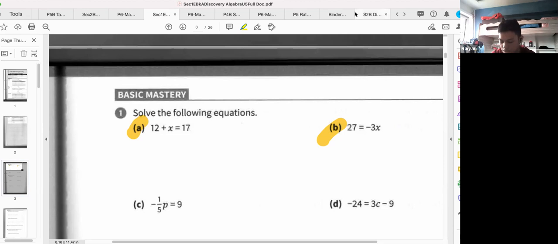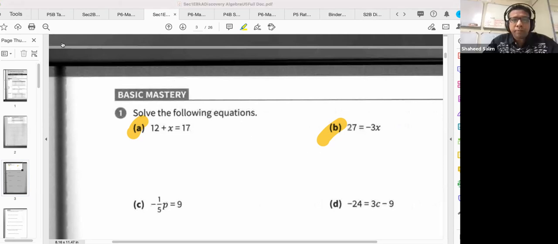Alright, okay. Let me just check it. Now we want to find x. So now you have minus x equals to minus 5, is it? You put minus x equals to minus 5. So how to get rid of the minus?